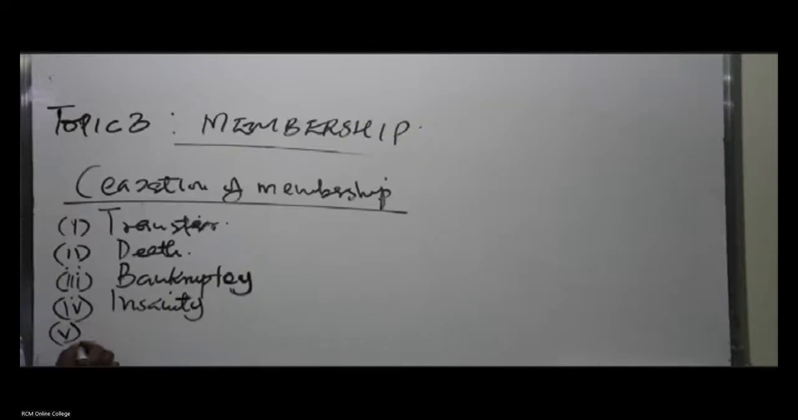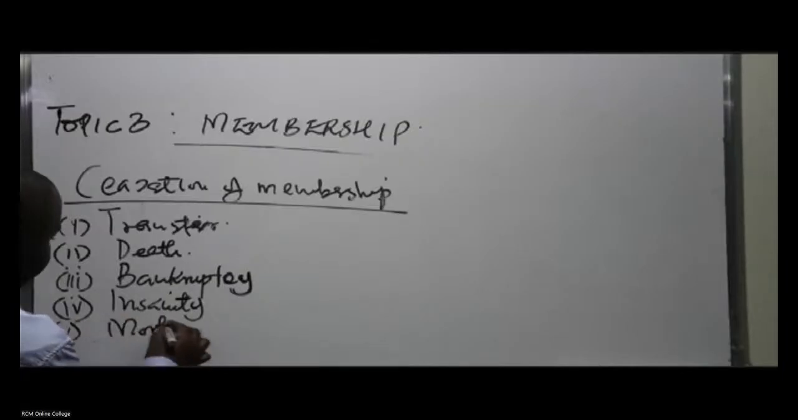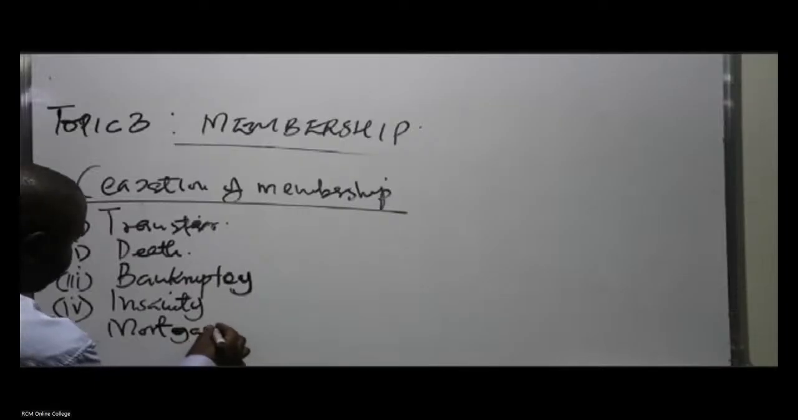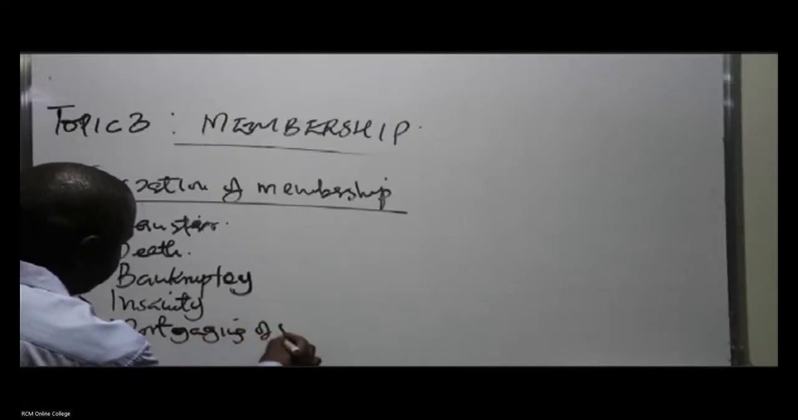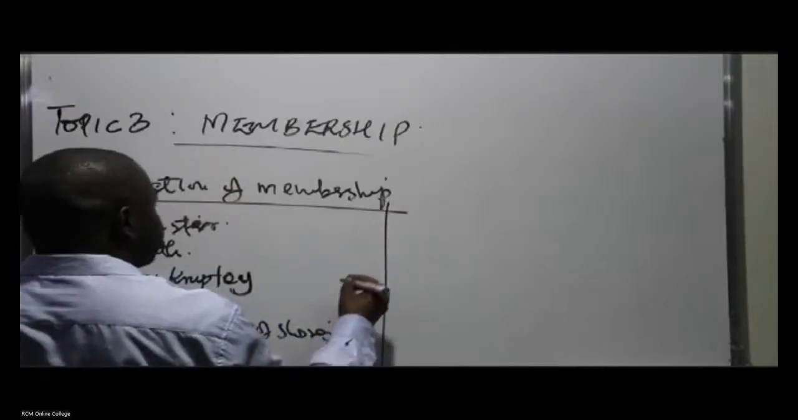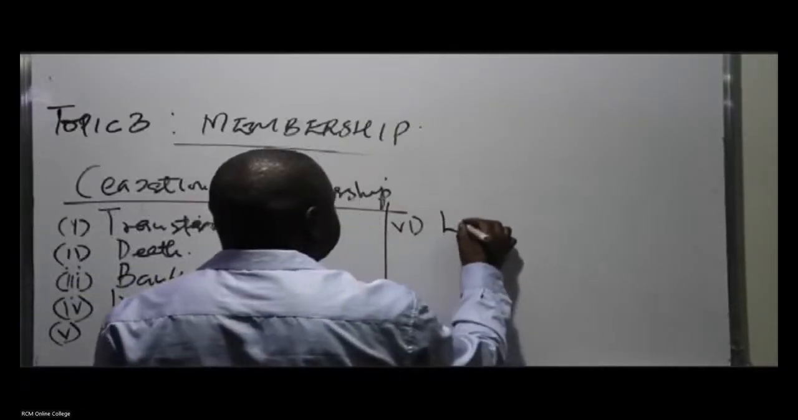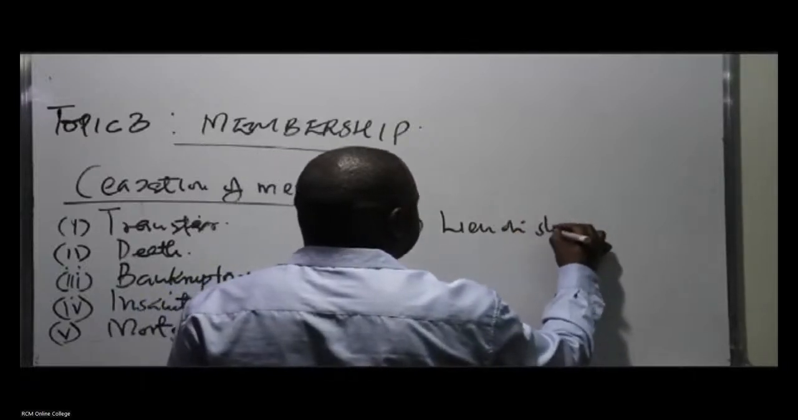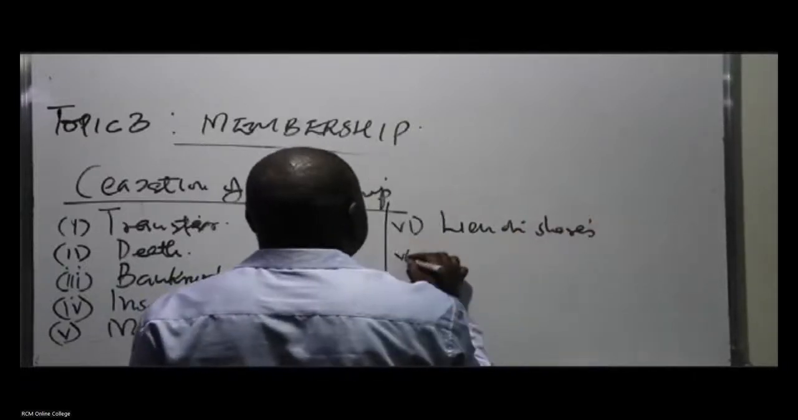So number 5, we have mortgaging of shares. Which other one do we have? Lien on shares. We have liquidation of the company.